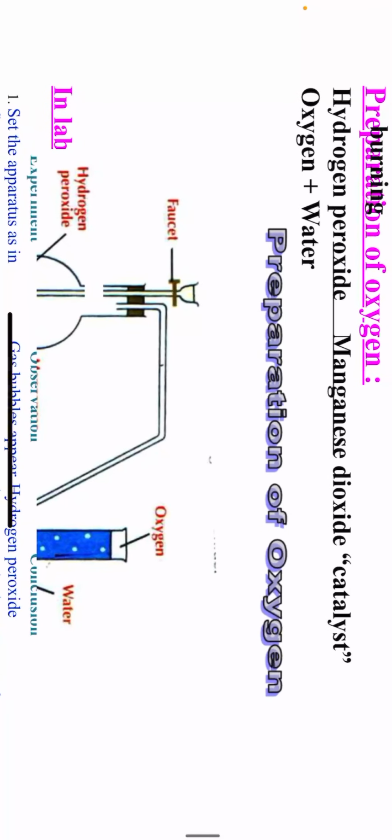Preparation of oxygen in laboratory. How can we prepare oxygen? We will use something called hydrogen peroxide. When we go into the lab to prepare oxygen, we will use hydrogen peroxide. Hydrogen peroxide is oxygenated water.